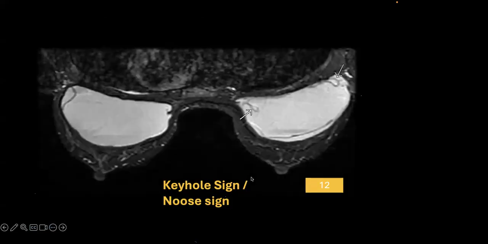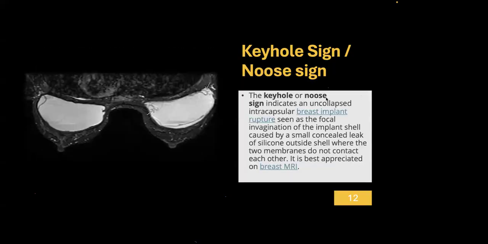This is the keyhole sign or noose sign. So it is giving an appearance of a noose, like what we call a tying of a lace, like that. This is also a consequence of intracapsular implant rupture.